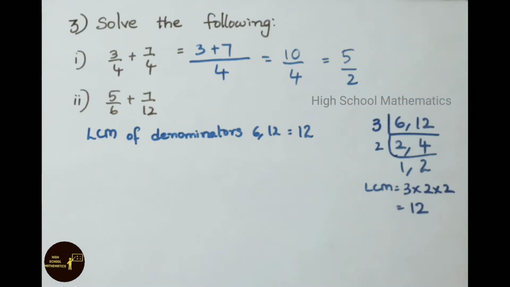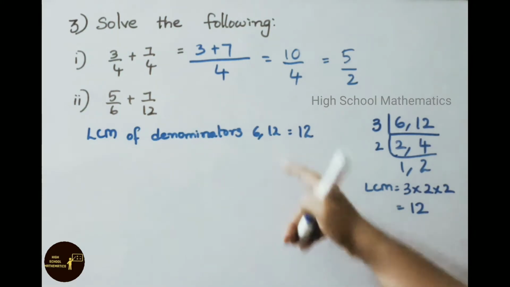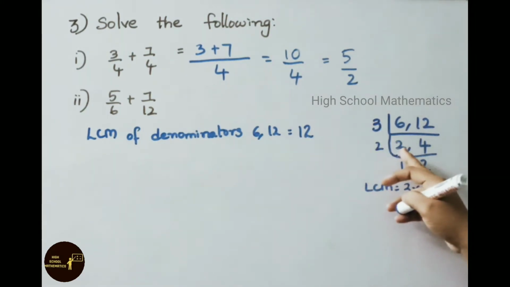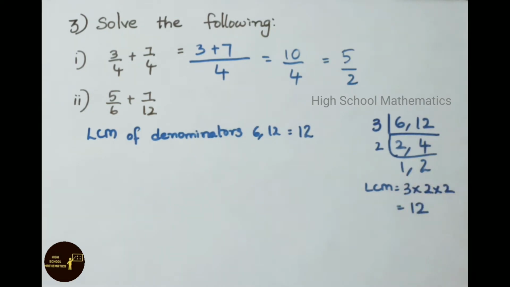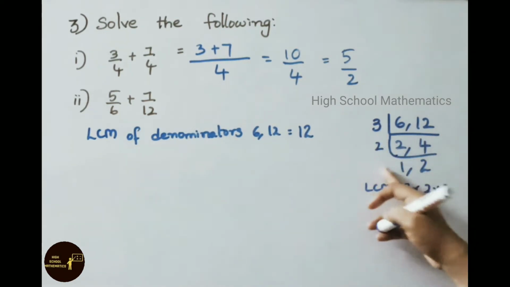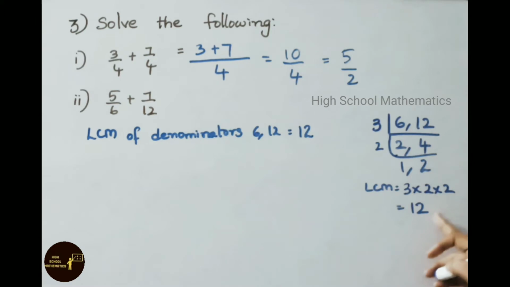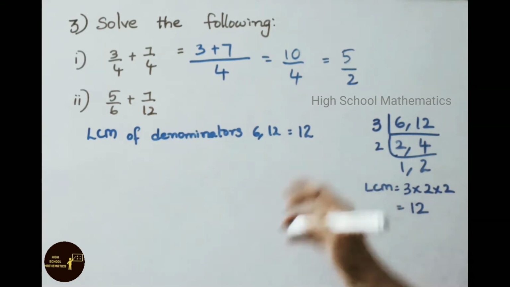Now the second one, 5 by 6 plus 7 by 12. Here these two fractions have different denominators, so these are unlike fractions. To make these fractions like fractions, we have to find the LCM of the denominators. That is 6, 12. In the 3 table, 2 times 6, 4 times 12. Now in the 2 table, 2 ones are 2, 2 twos are 4. Now the LCM is 3 into 2 into 2. 3 twos are 6, 6 twos are 12. So the LCM of the given denominators 6 and 12 is 12.